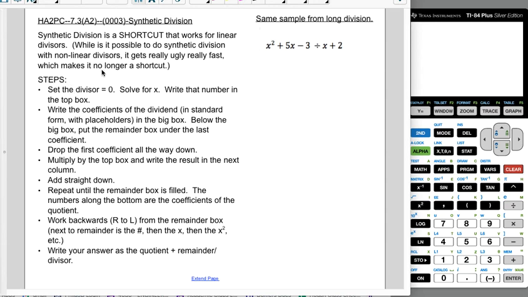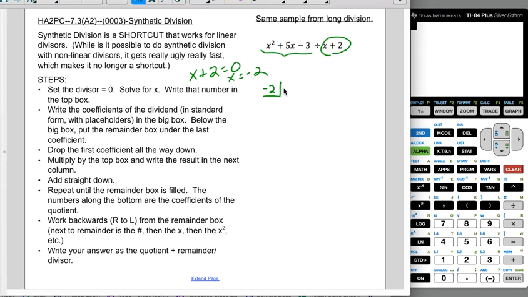So what we're going to do is take the divisor, which is right here, and set it equal to 0. The first thing I'm going to do is take my divisor, set it equal to 0, and solve for x. So I get -2. Now that number is going to go in the top box like this. Then I'm going to take the coefficients of the dividend, which are 1, 5, and -3, and write them across the top of the big box. So set the divisor equal to 0, put it in the top box. Write the coefficients across the top in standard form with placeholders in the big box, which I did. And then below the last coefficient in the big box, write the remainder box, which I did.